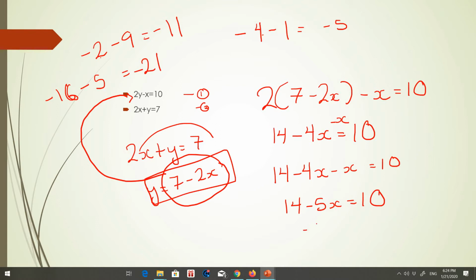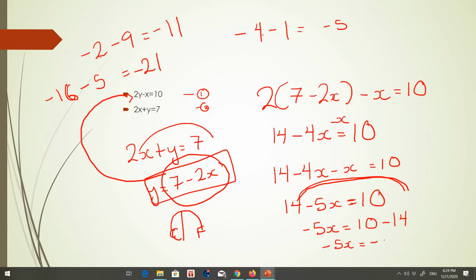And then we have minus 5x equals 10 minus 14, because whenever you bring a value to the other side of the equal sign, the sign changes, just like when you're in your country and then you go to another country, you become a foreigner. It's kind of the same thing. The value changes. So when you cross the equals sign, it becomes minus. So then 10 minus 14, we have minus 5x equals minus 4.